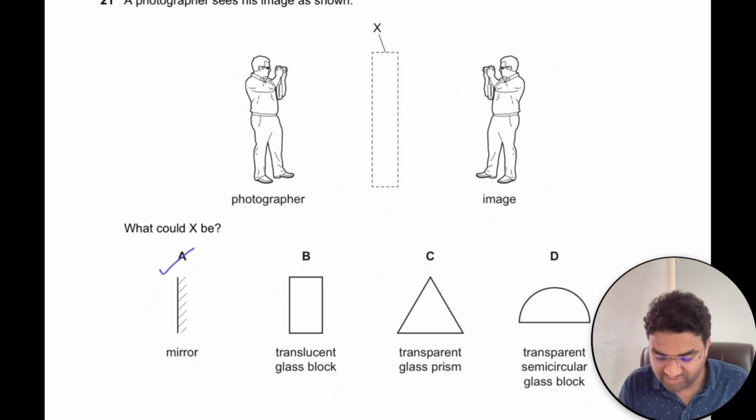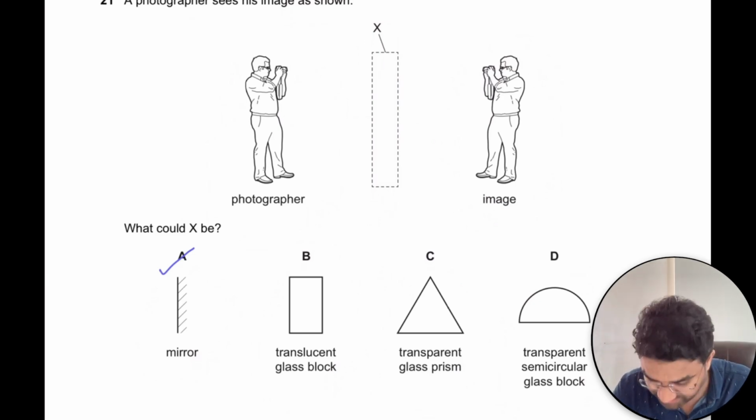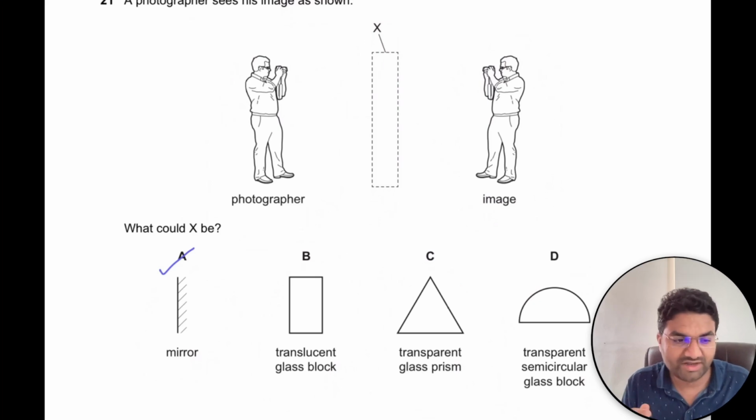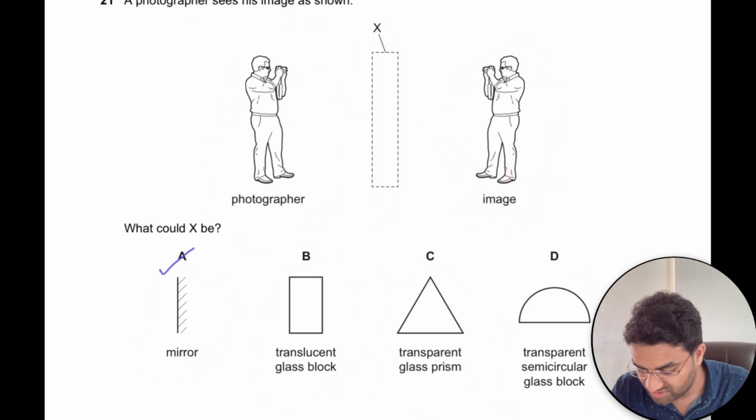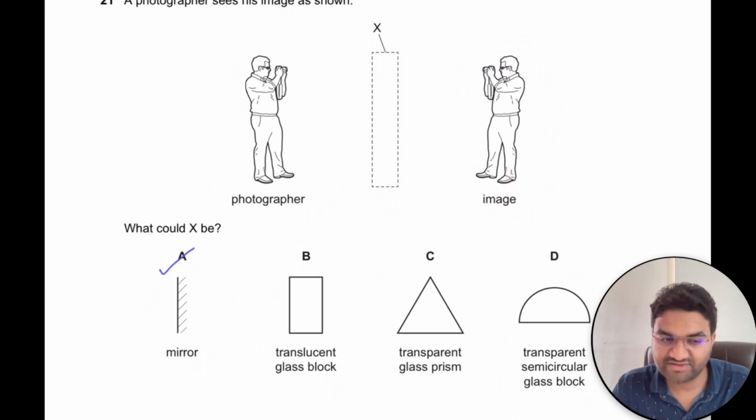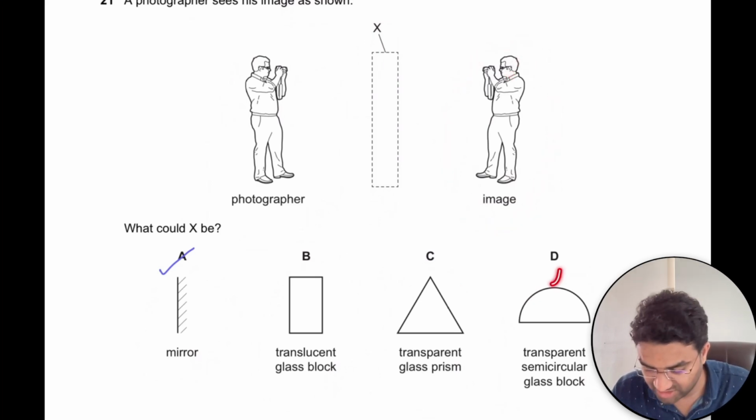Apart from that, in the case of a translucent glass block, what kind of image will we get? Generally a blurred image. Then a transparent glass prism: white light passes through it and you get the colors of different wavelengths, so you will not get the image exactly as we are getting here. Then a transparent semicircular glass block: it does not refract in this case, so there is no question of getting the image we see here. So that's also not the correct answer.